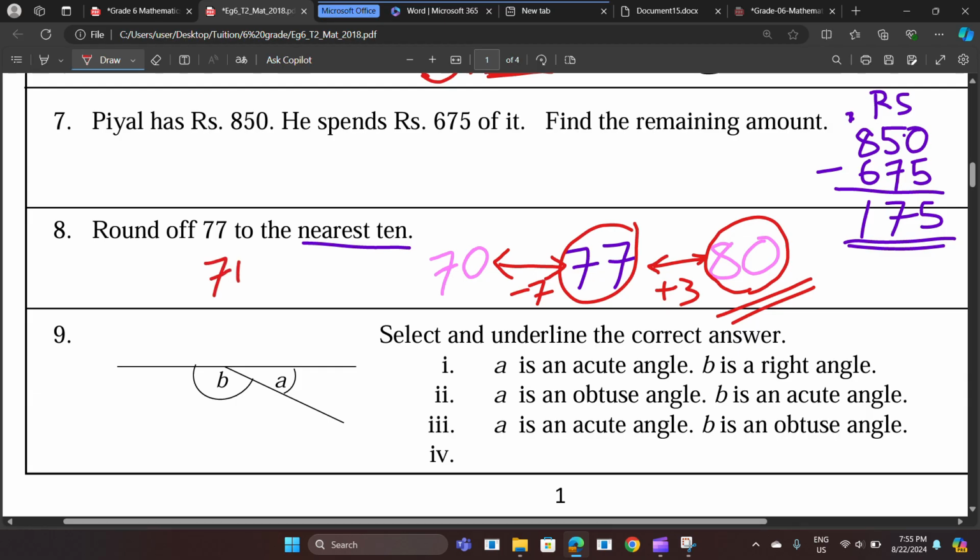Think, if you have 75 to round off, what is the number we are choosing for this question? Is it 80 or is it 70?